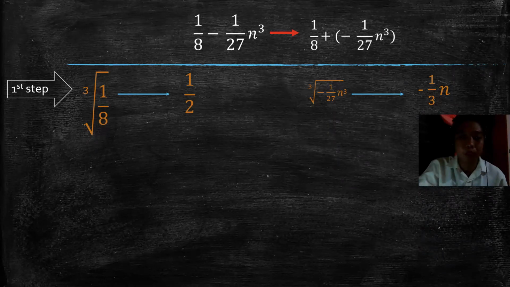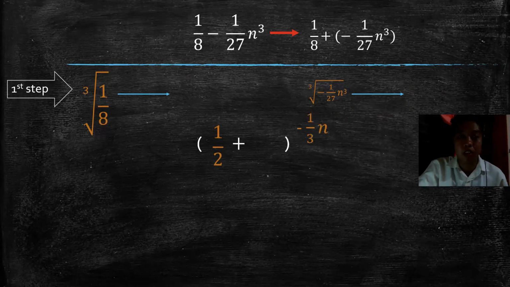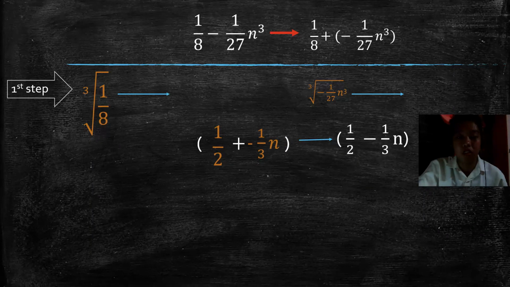Okay. So, combine them through addition. So, 1/2 plus negative 1/3 n, or we can rewrite them in subtraction. So, 1/2 minus 1/3 n. Okay, so meron na tayong binomial. So we can now proceed to the next step, which is forming the trinomials given the binomials is step 1. Okay, so first is you're going to square the first term na nakuha natin.